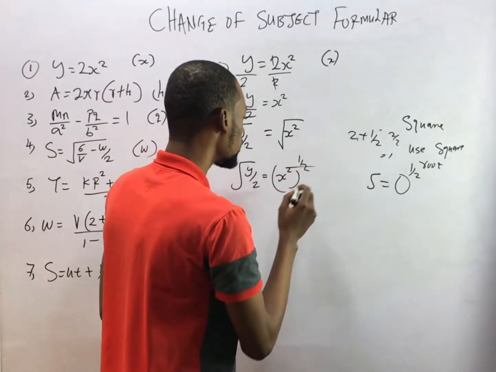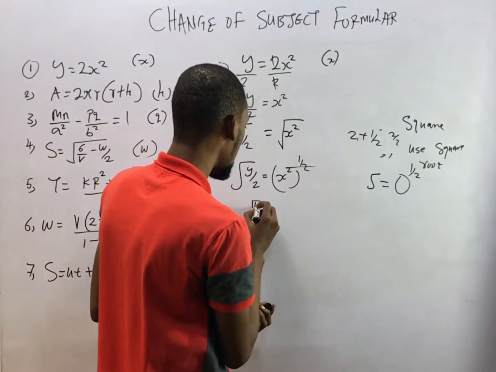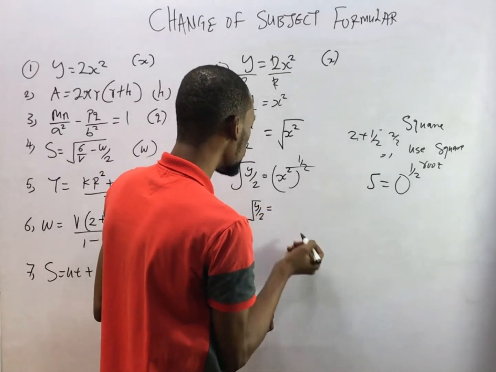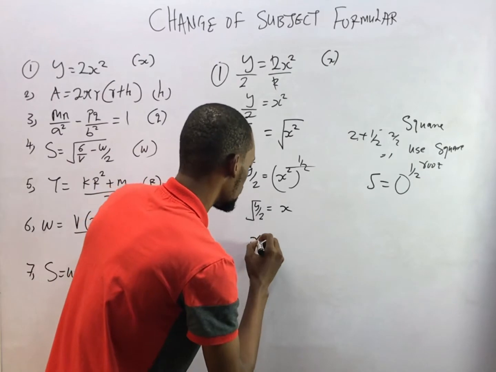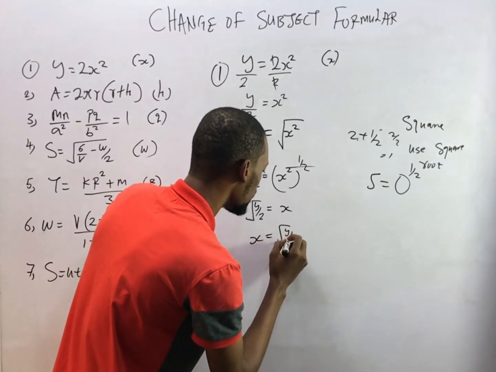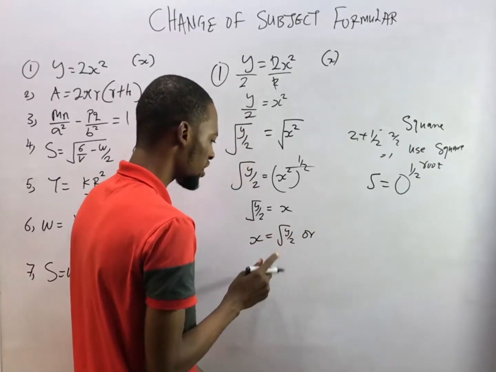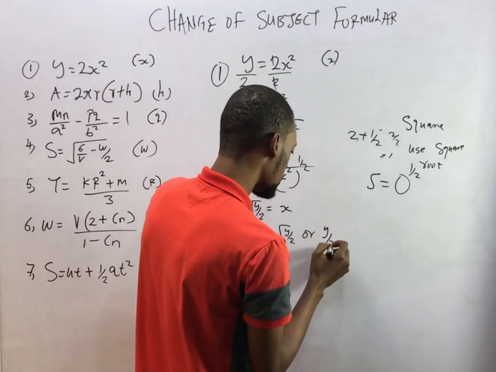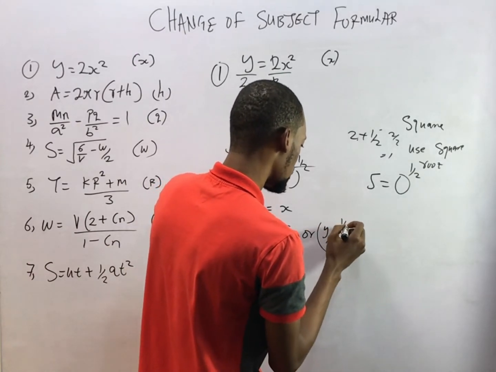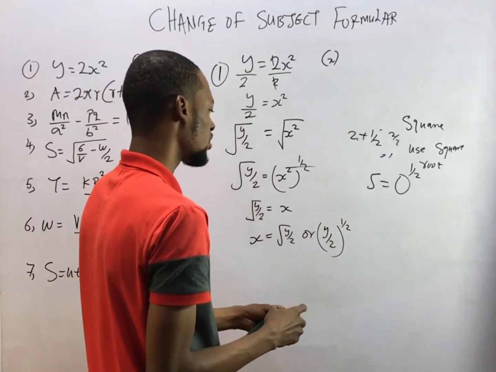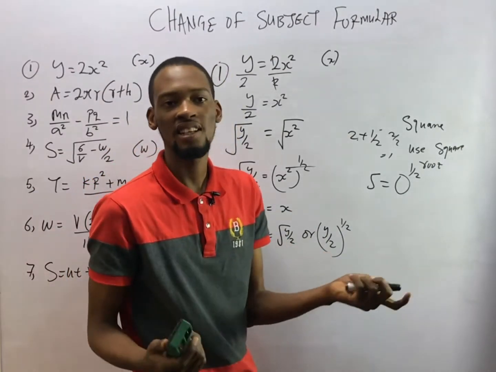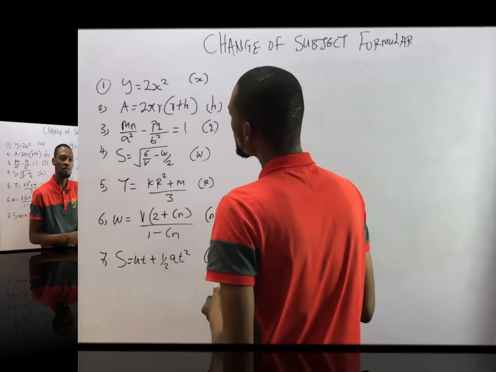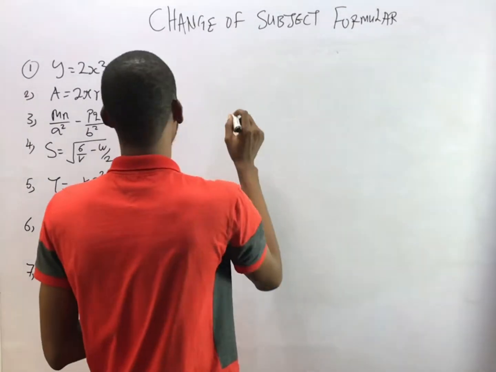So that's why we use square root to remove square from a variable. So if this goes, that means y over 2 is equals s. So s is equals square root of y over 2. Or you can do it like this, y over 2 raised to the power of 1 over 2. Anyone that is convenient to you. So we made s subject formula. That's the answer. Question 2, we are asked to make h subject formula.